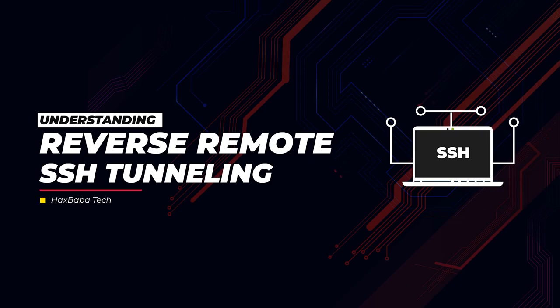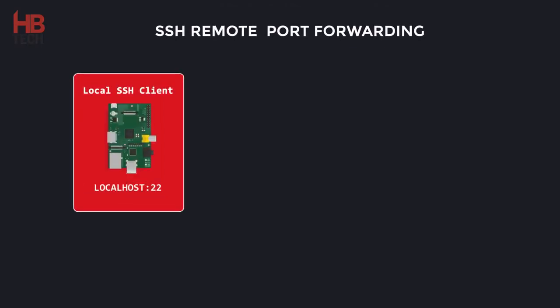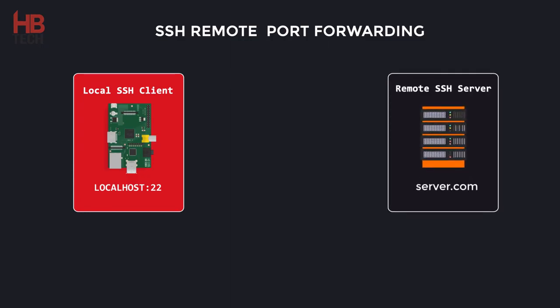Let's understand reverse remote SSH tunneling. In our case, we are using a Raspberry Pi as our Dropbox, in which the SSH service is running in the background. And we have configured our Raspberry Pi to connect back to our remote server as reverse SSH. Let's see how it works.